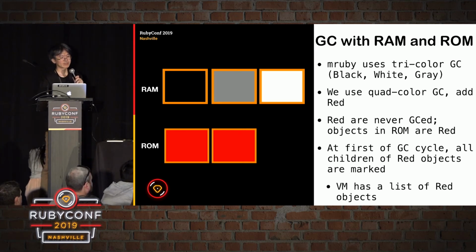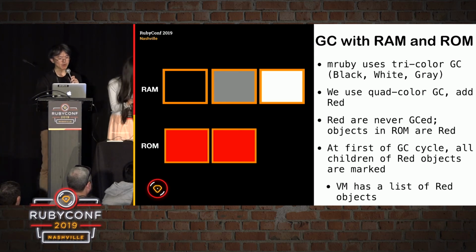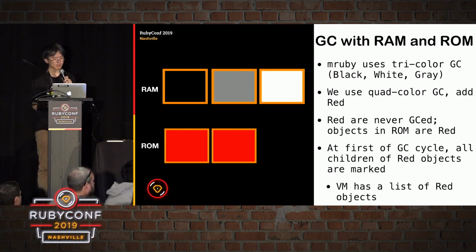It also extends mruby's GC. The GC mruby uses is called a tricolor GC because it performs GC by assigning 3 colors: black, gray, and white to each value. Objects placed in ROM are marked red to ensure that GC works correctly when using ROM.